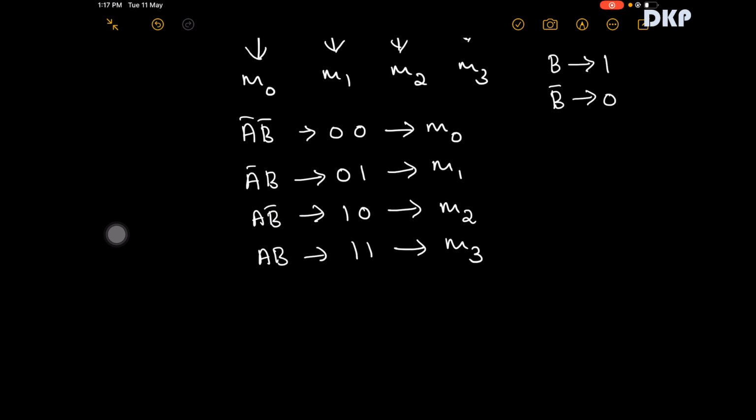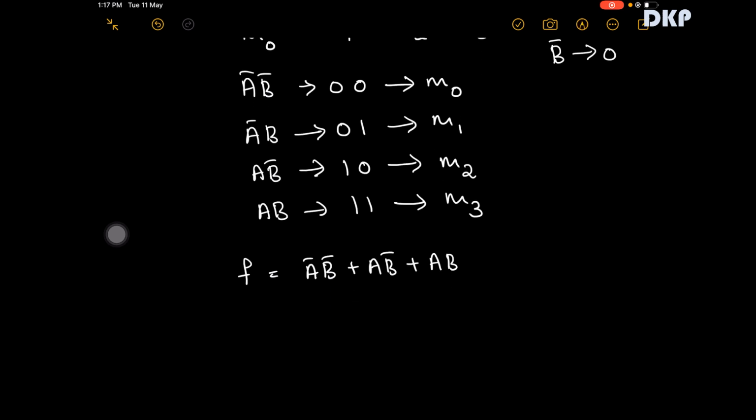So now, if we consider the expression F is equal to A bar B bar plus A B bar plus AB, we can express this using the minterms as capital F is equal to M0, that is for A bar B bar, plus M2 plus M3, which is equal to summation M of 0, 2, 3. We can read this as the sum of minterms 0, 2 and 3.